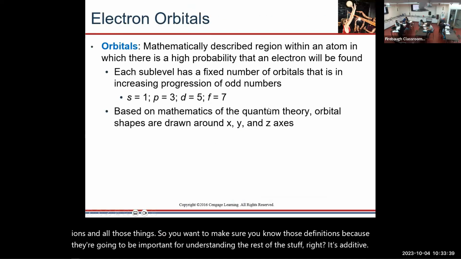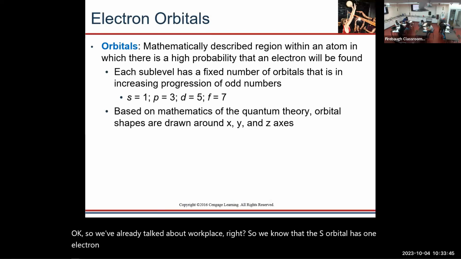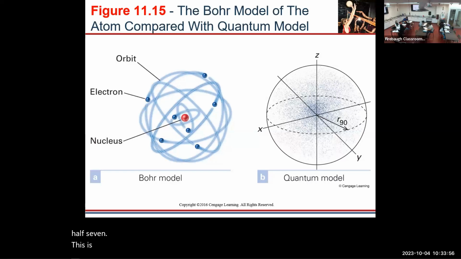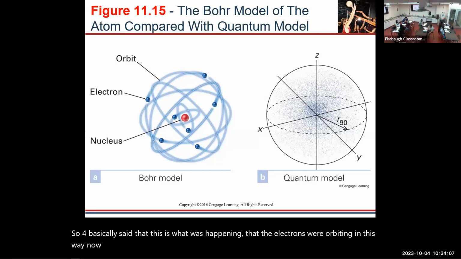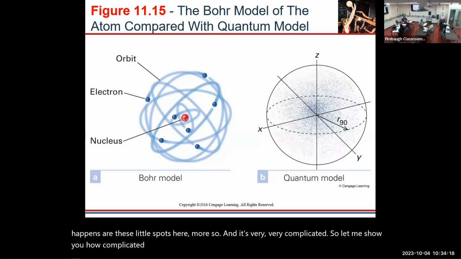Okay, so we've already talked about orbitals, right? So we know that the s has 1 orbital. The p has 3 orbitals, the d has 5 orbitals, and the f has 7 orbitals. This is what it looks like. So Bohr basically said that the electrons were orbiting in this way. Now, what they found out was that's not quite what happens. What really happens are these little spots here, and it's very, very complicated. So let me show you how complicated it gets.